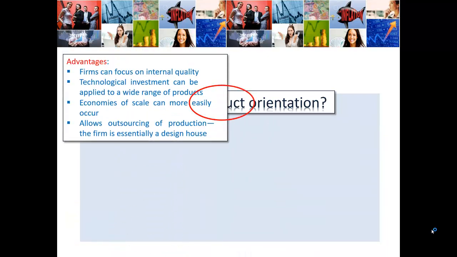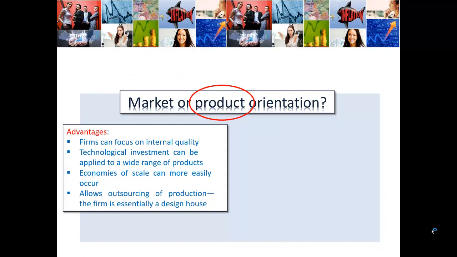Product orientation. The advantage here is that firms can focus on internal quality, make sure it's top notch. Technological investment can be applied to a wide range of products.